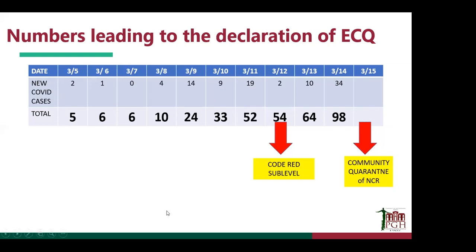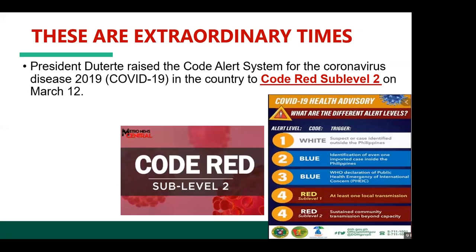So I described to you the early pre-surge events when we started to just have 5 cases, and very soon, over just a few days, we were doubling very fast. So that by March 12, the code red sub-level alert was given by the Department of Health, and the quarantine was imposed by the President of the Philippines. So this is how we labeled our alert levels.